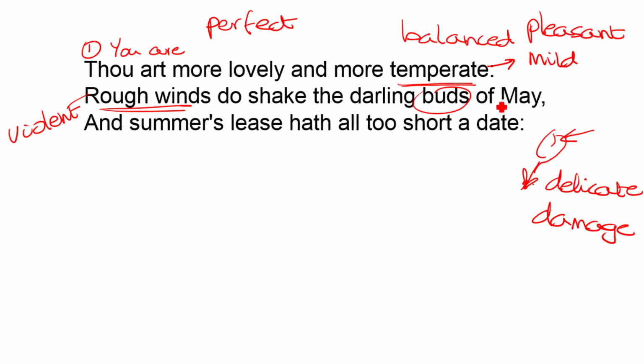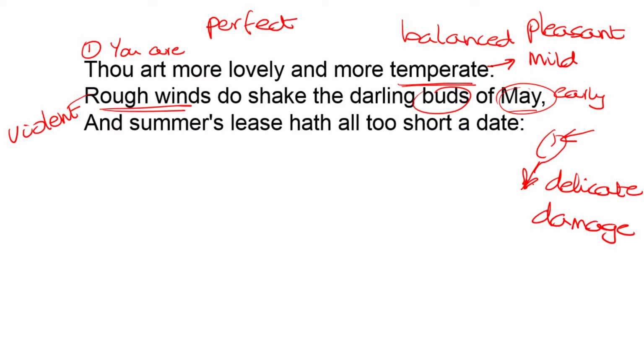Now, why he uses May is that May is early summer, actually, but spring summer in the Northern Hemisphere. The dates were slightly different when Shakespeare was writing. So he's saying that the young flowers will be damaged by these rough winds.